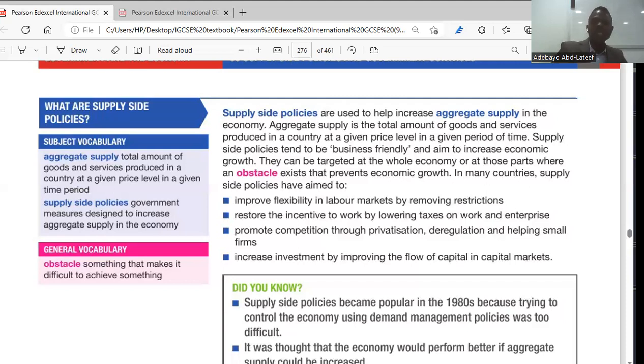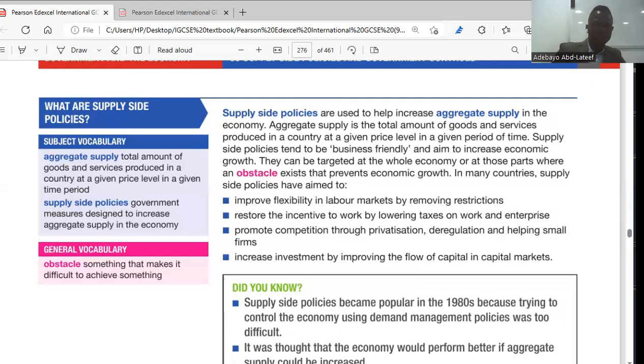So they said in many countries, supply side policies have aimed to, one, improve flexibility in labor markets by removing restrictions. So one of the aims of using supply side policy is to improve flexibility in the labor markets. If there's flexibility, that means demand for and supply of labor will become easier. So firms will be able to employ workers. Workers will be able to work in any industry. Do you get the point there? Do you get it or not?